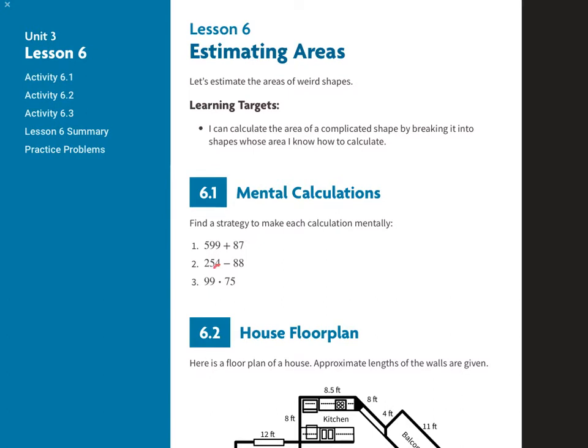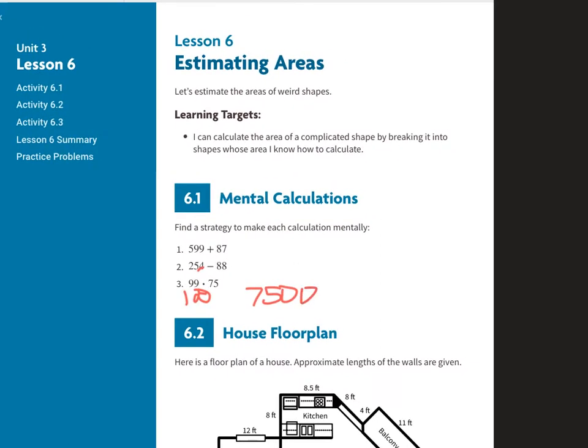And 99 times 75, well, 99 is really close to 100. So 75 times 100, we just add the 2 zeros. But then we've got to take one of the 75s away because we only did 99 of them, not 100. Okay? It's just something to keep your brain thinking.